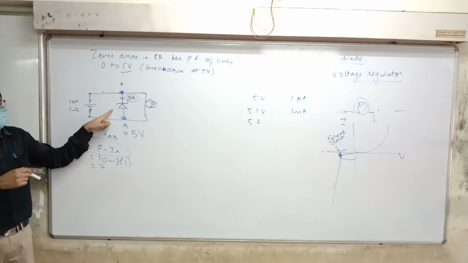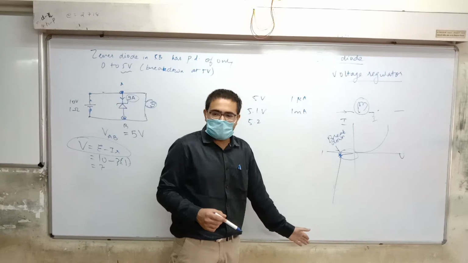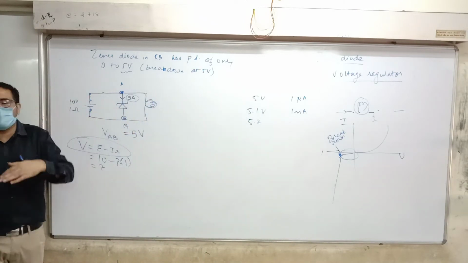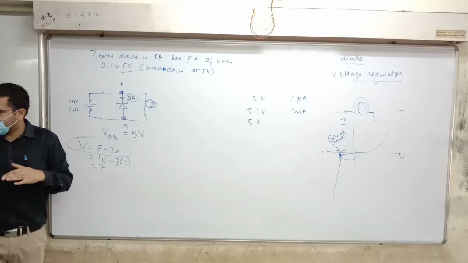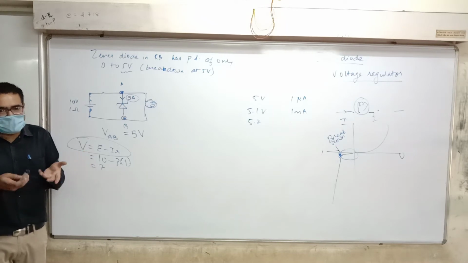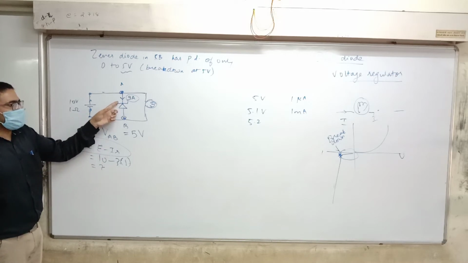So that's what the zener diode does. It allows very high current to flow. If the current flowing is very high, the terminal voltage will automatically decrease. Did you understand? Got it? I hope so. There is nothing else to explain here. So that's what the zener diode does.